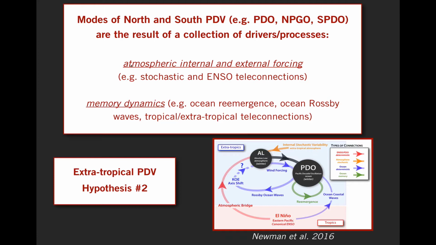Among the drivers, we have the atmospheric internal and external forcing. Some of it is stochastic to the high latitudes. Some of it may be related with teleconnections that act essentially on some memory dynamics, which are several. In this case, we are considering ocean reemergence, which provides memory in the mixed layer, ocean Rossby waves or westward propagating Rossby waves in the high latitudes, and also tropical extratropical teleconnections.